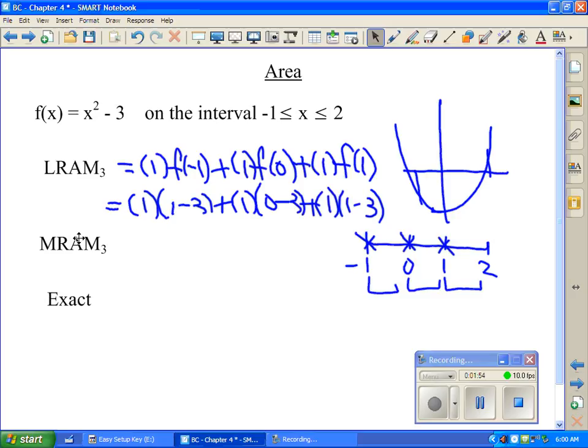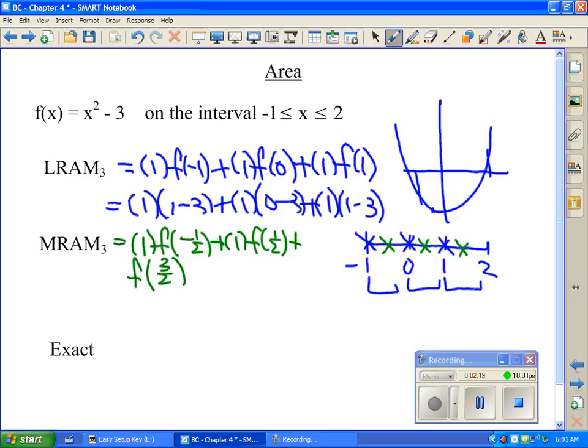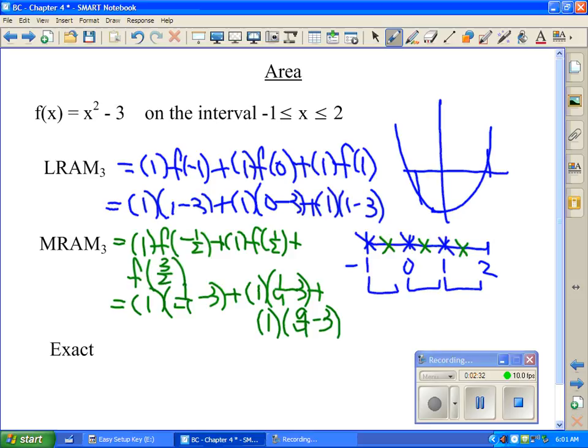MRAM, however, uses the midpoint of each interval. So for these three intervals, I'm now going to use the middle point to calculate MRAM. So the width is still the same. It's still going to be 1. But now, instead of using f of negative 1, I'm going to use the value of the function at negative 1 half, and then the value of the function at positive 1 half, and then the value of the function at 3 halves. So this one's going to be 1 times 1 fourth minus 3, plus 1 times 1 fourth minus 3, plus 1 times 9 fourths minus 3. So there's 3 pieces. So those were two of the approximation methods we did.